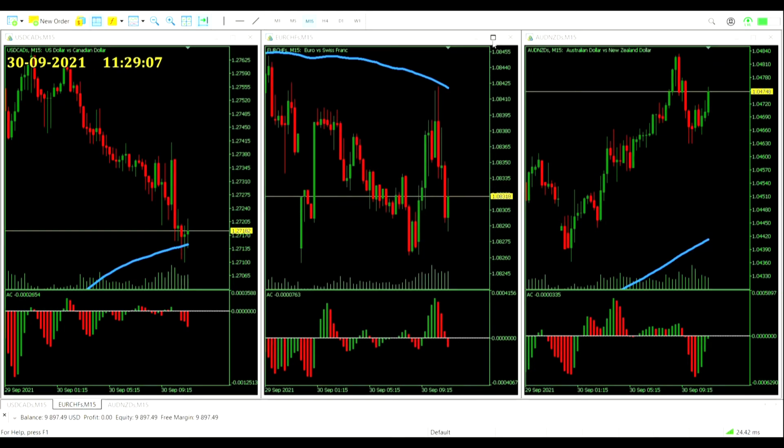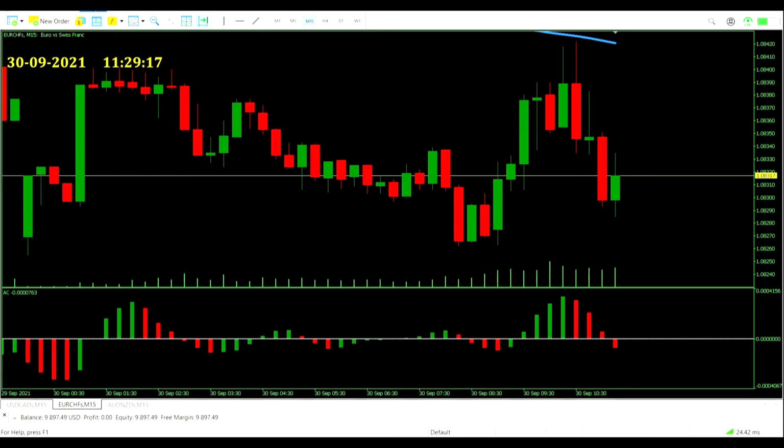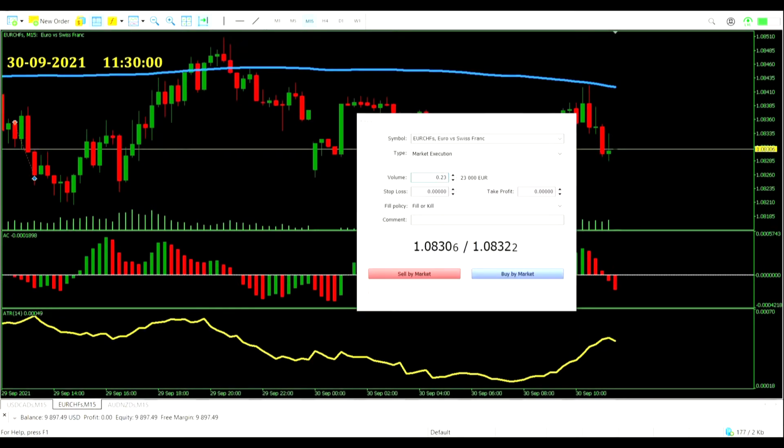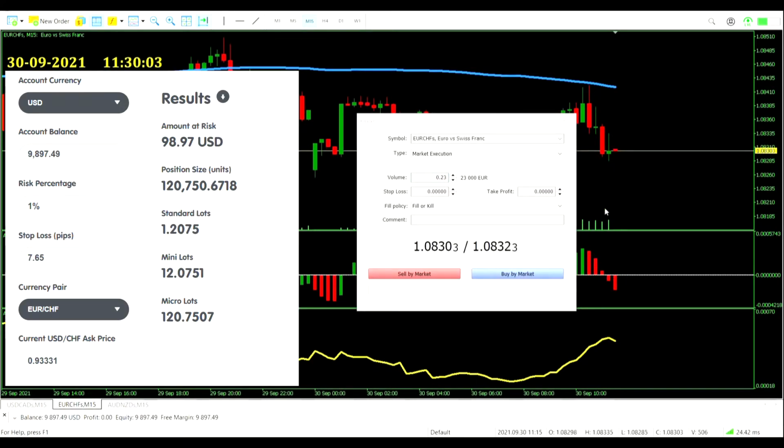Let's zoom in on the Euro Swiss franc chart here, and let's get up our ATR. 5.1 pips there is the reading, and that's what we're going in with. 1.5 times that, 7.65. That's the close. You can see we do get the signal, price below the average. Let's get in with our trade.